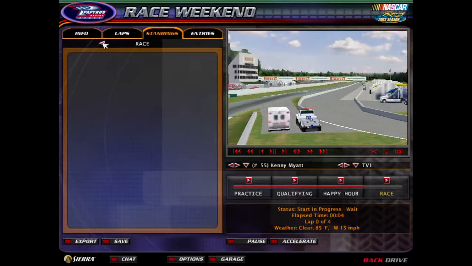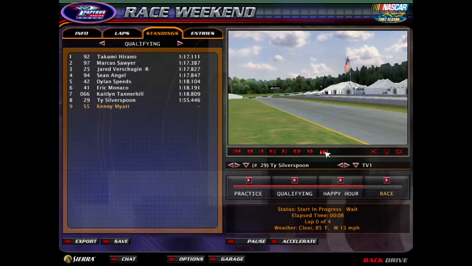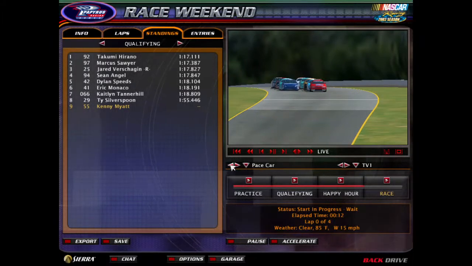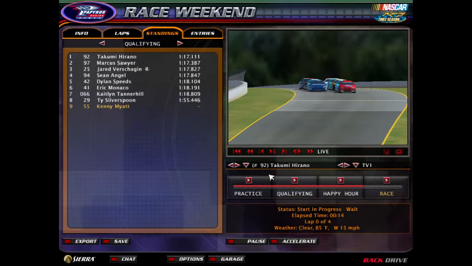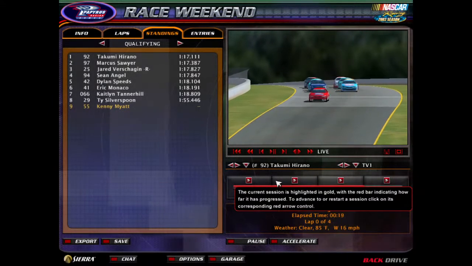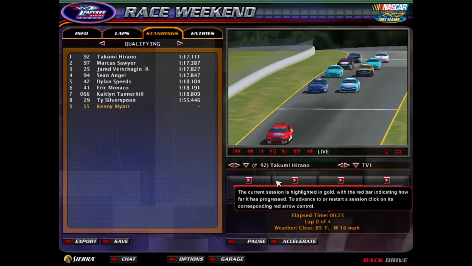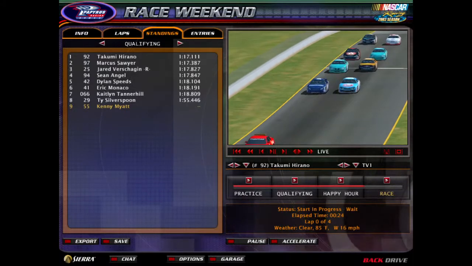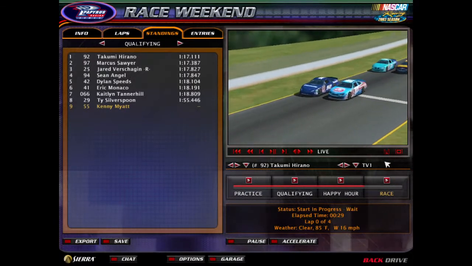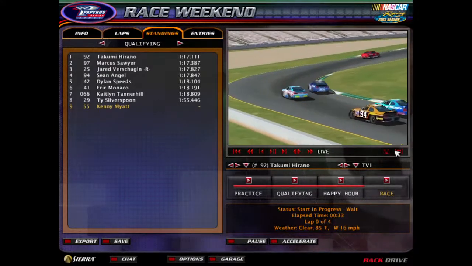So, in this session, we have the qualifying order of Takumi Hirano, Marcus Sawyer, Jared Vershegen, Sean Angel, Dylan Speeds, Eric Monaco, Caitlin Tannerhill, and Ty Silverspoon. All right, B heat. There are 7 heats for this. Remember, top 5 make it.